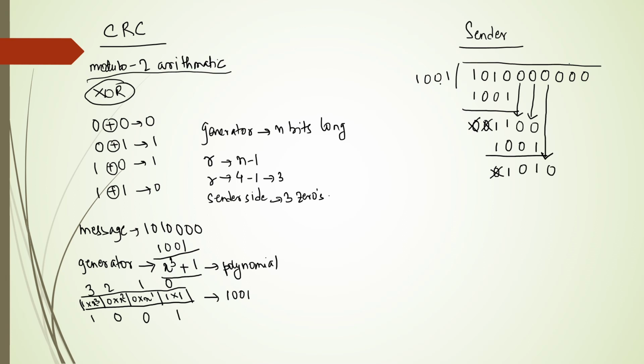And again we will multiply this with a 1, so it will be 1001. Again we will do the XOR. So 1 and 0 will be what? A 1. 1 and 0 will be 1. 0 and 0 will be 0. 1 and 1 will be 0. So again we will remove this. Okay, and we will take down this 0, right, as well as we will take down this 0.